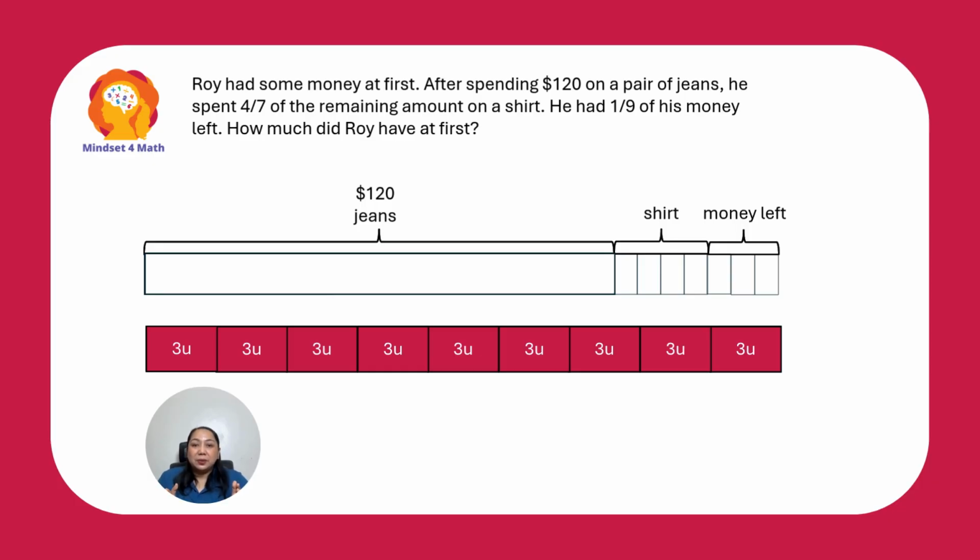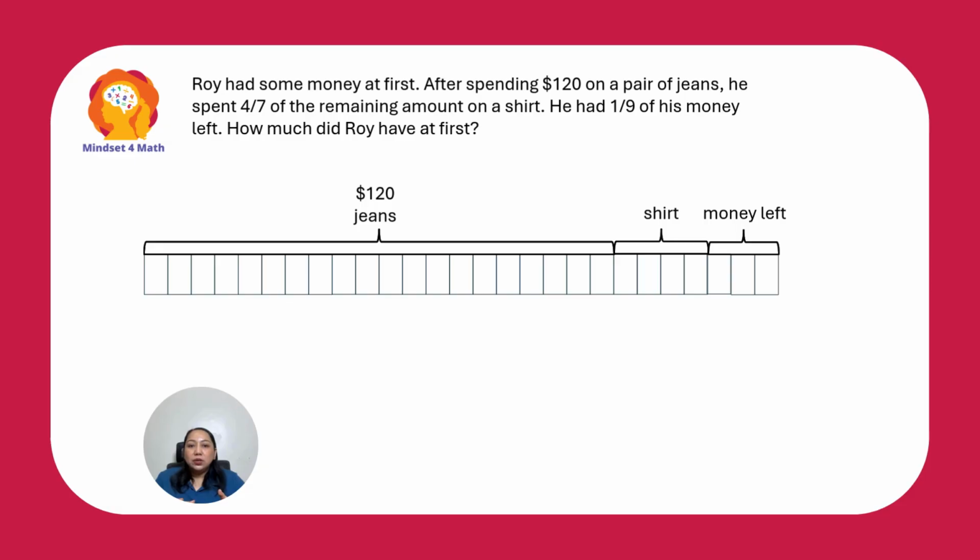Okay? Now, if each red box is 3 units and we have 9 red boxes, then we can say that there's a total of 27 units there because 9 times 3 is 27. That means Roy's money at first can be represented using 27 units.